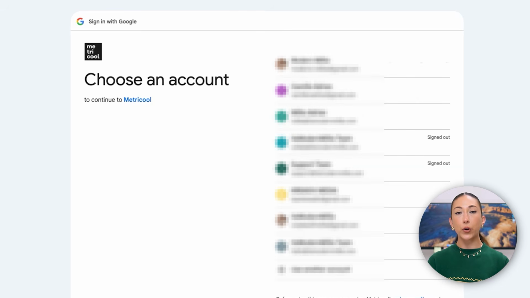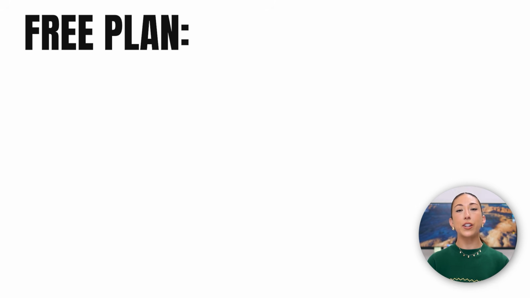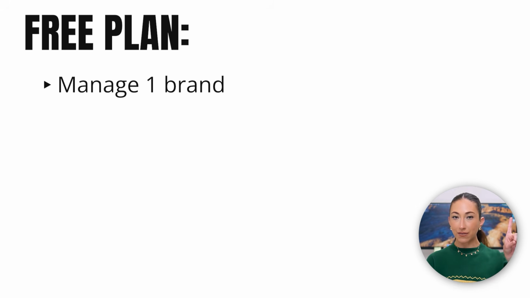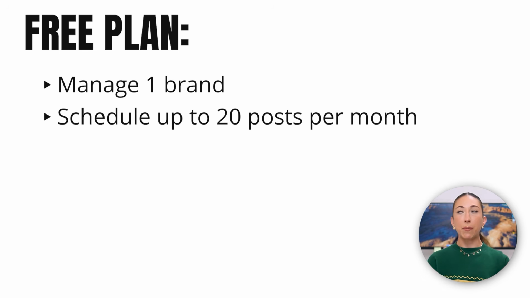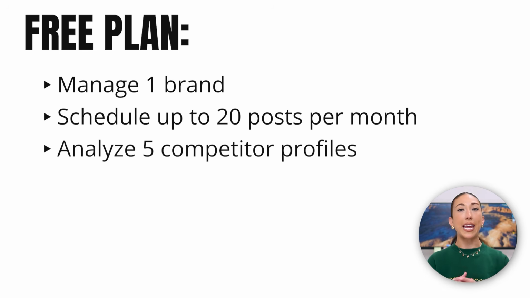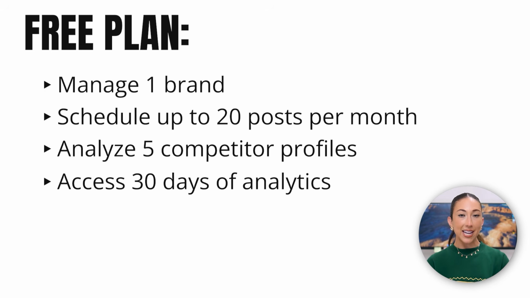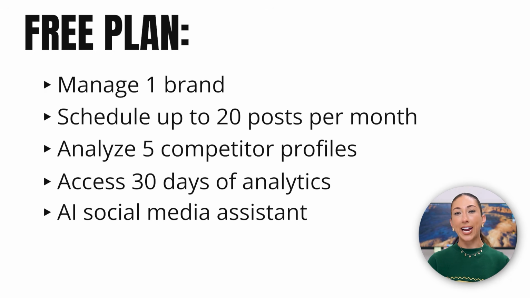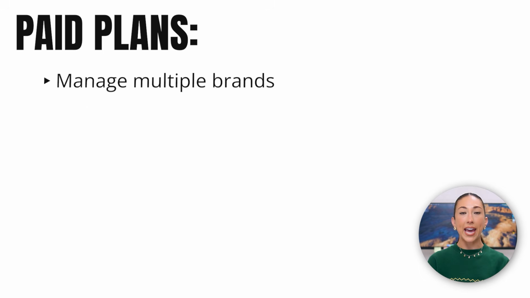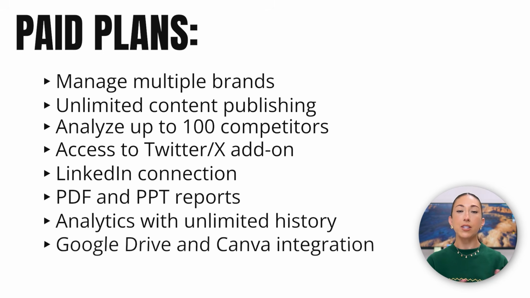As a content creator, you're going to set up your free account. With their free plan, you can manage one brand, which means your personal brand. You can connect all the social networks that you need besides LinkedIn and Twitter. You can schedule up to 20 posts per month. You're able to analyze up to 5 competitor profiles. You can access 30 days of analytics, as well as access their AI social media assistant. You'll only need to pay or upgrade your account if you want access to these features that I will leave on the screen, but most creators thrive off of the free plan, which is what I love about Metricool's accessibility for content creators.